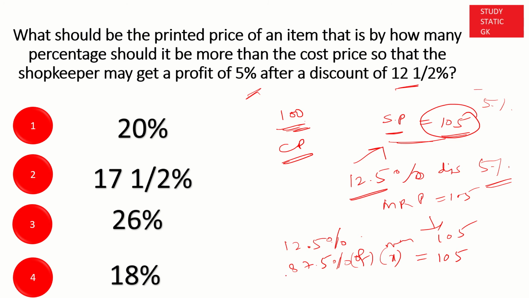So here what is the market price? He wants the market price, right? So nothing but 105 into 100 by 87.5.